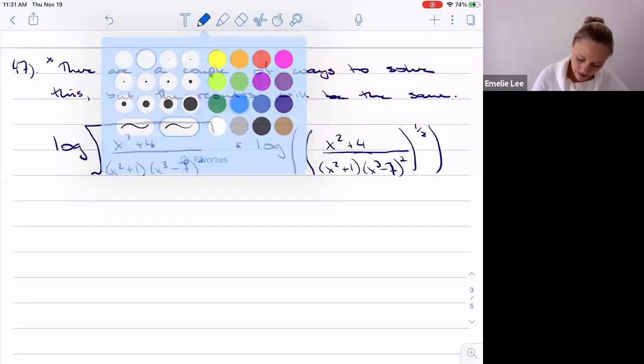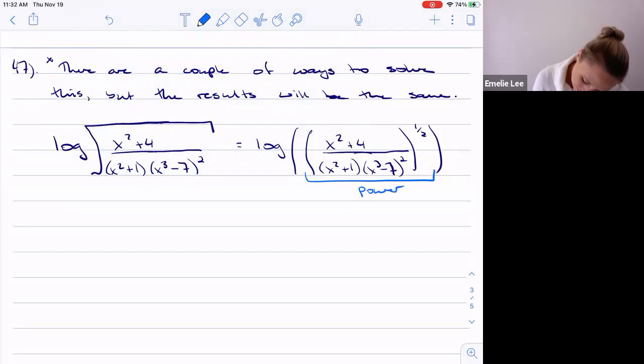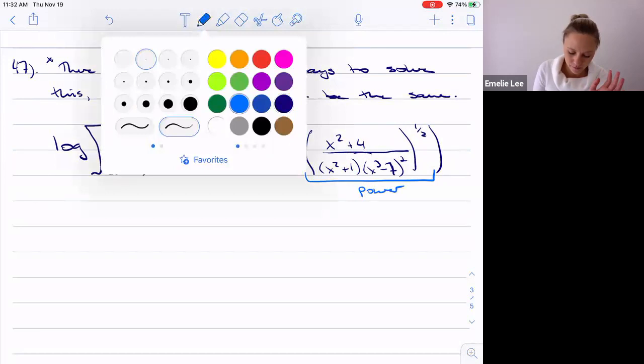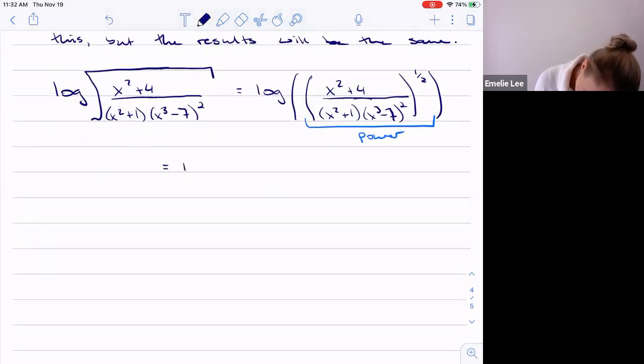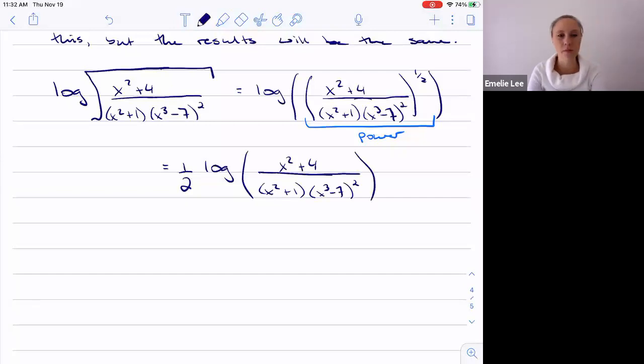Okay, so now I've got this power. If I just treat everything inside the brackets or under the square root as one thing, I can just bring down the power in front, but remember that 1/2 is multiplying everything inside. So now I'm going to make some room here. I get 1/2 times the log of x squared plus 4 divided by x squared plus 1 times x to the 3 minus 7 squared. Just keep in mind this 1/2 is multiplying everything. So now I've got something divided by something else, and then multiplication in there as well as a power, but I just need to pick away at this slowly.